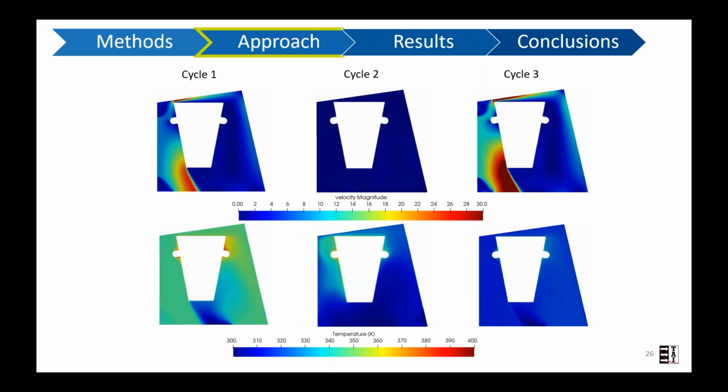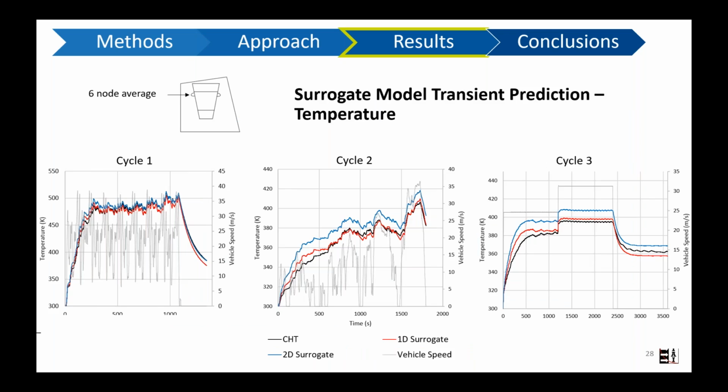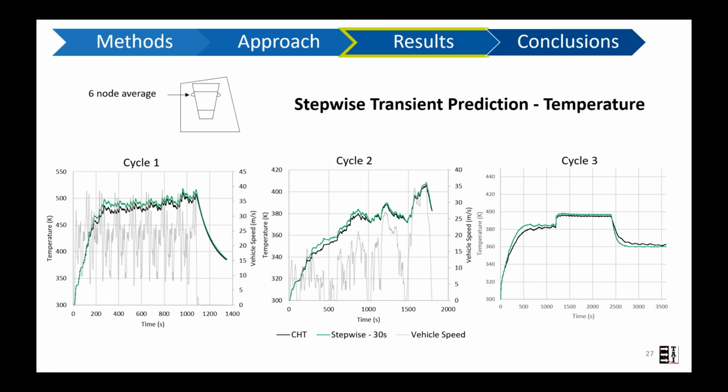All right, now let's look at how the methods compare. First is the stepwise transient prediction. On these graphs, the conjugate heat transfer solution is shown in black, the vehicle speed is shown in gray, and then the stepwise solution using a 30-second coupling interval is shown in green. As we can see, the two dynamic cycles show a slight overprediction. And the low volatility case shows a consistent underprediction, which is cycle 3. These temperatures were taken from a 6-node average located on the manifold.